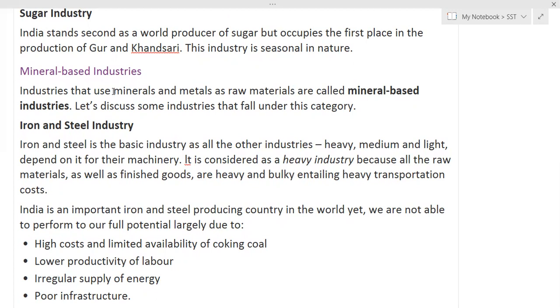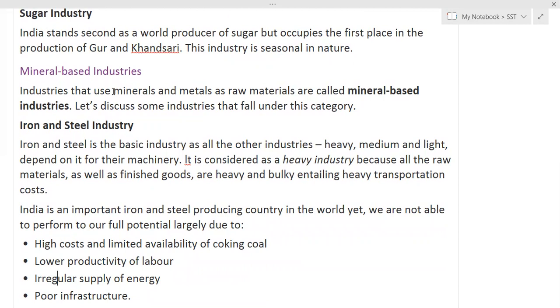This industry is seasonal in nature. Now, let's see. India is the second largest producer of sugar, but still gur. Gur means the brown color thing that people used to eat in winter. Yes, gur is something that we eat in winter.